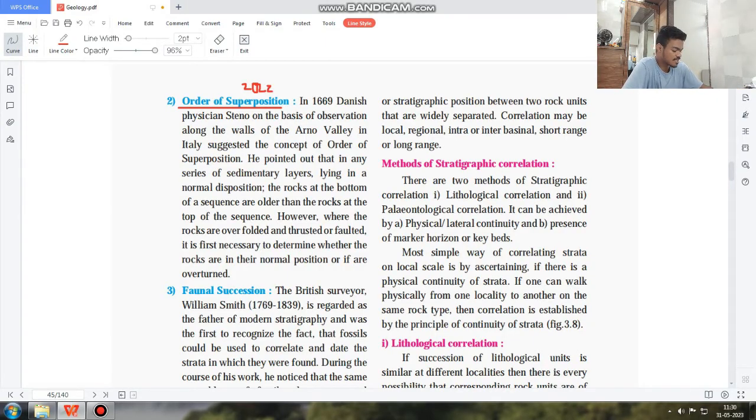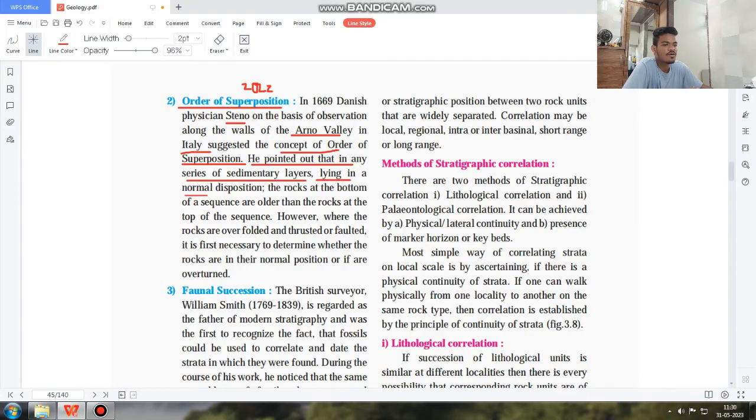Order of superposition, this had come. It was basically given by Steno, a Danish physician. He observed this concept of superposition on the walls of the Arno Valley in Italy. He pointed out that in a series of sedimentary layers lying in normal position, the rocks at the bottom of the sequence are older than the rocks at the top of the sequence. This is the main thing.